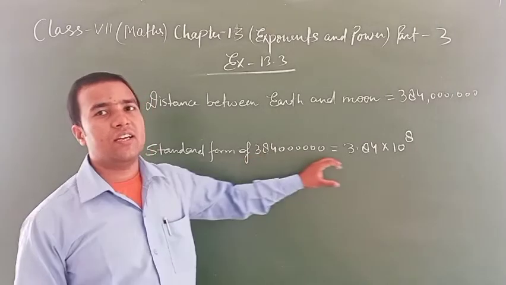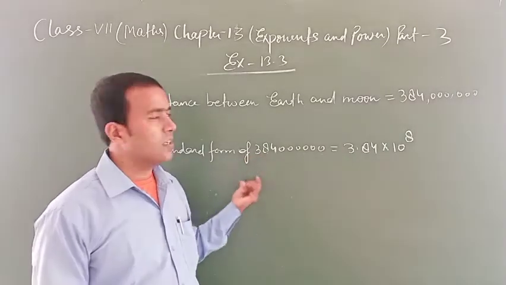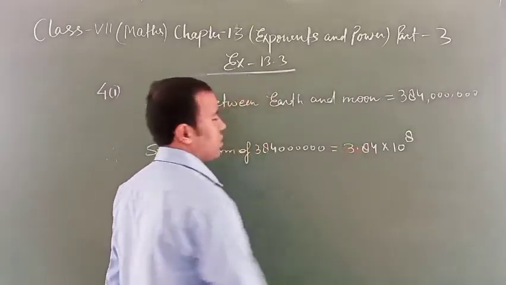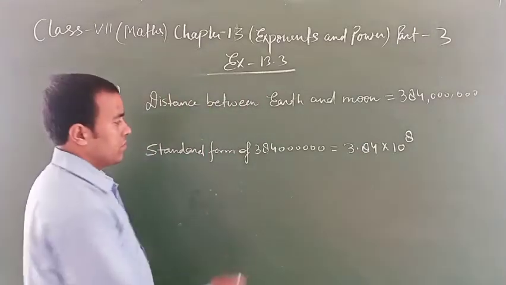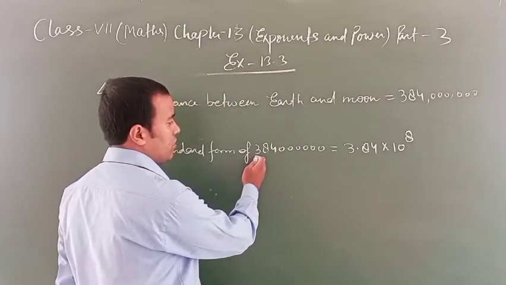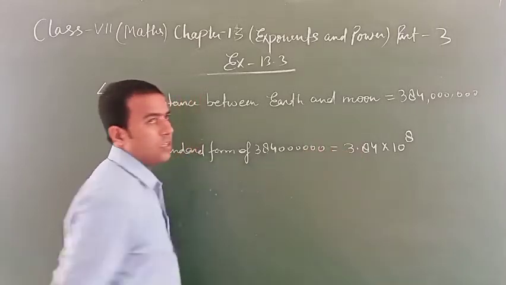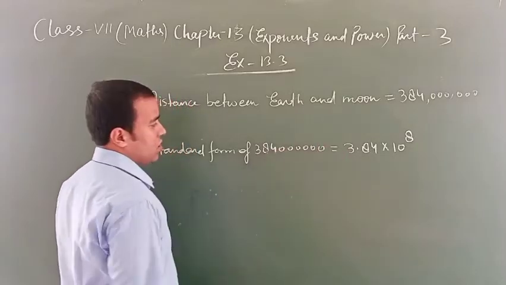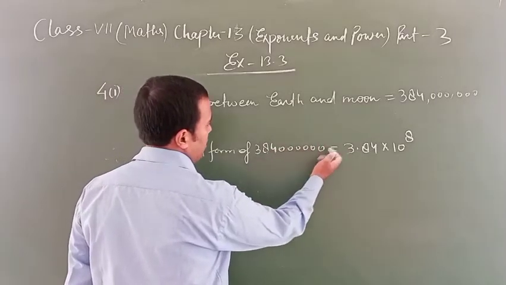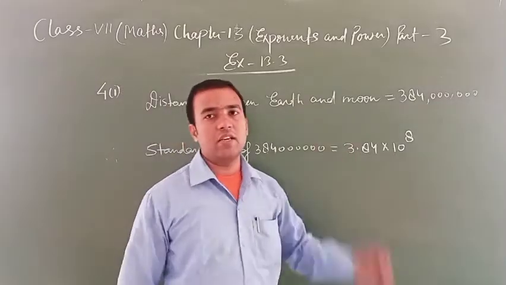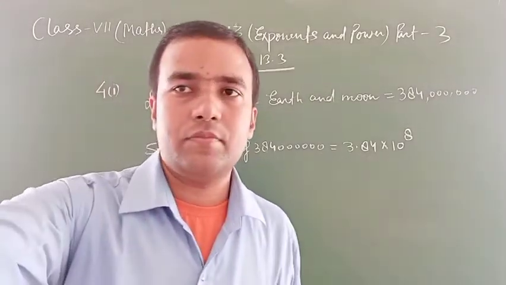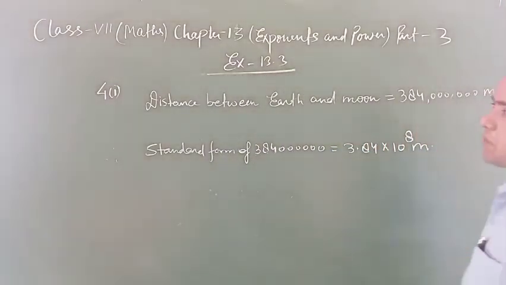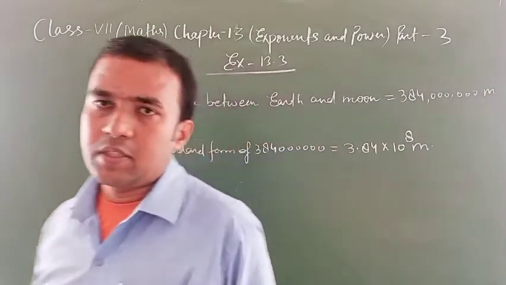38 crore 40 lakh is given, asking to write in standard form. So we will put the decimal after one number. Clear? Start from 3, just we will put the decimal. After that you count it. After the decimal how many numbers are there? 1 2 3 4 5 6 7 8. 8 numbers means 10 to the power 8. Clear? Distance is given in meter, so we will write meter. Okay.